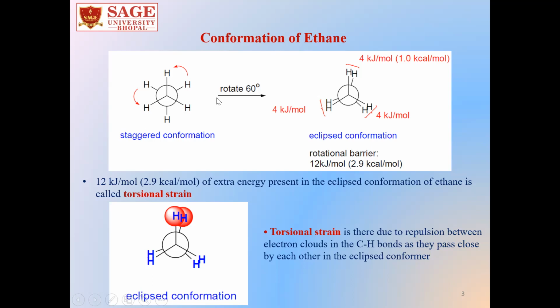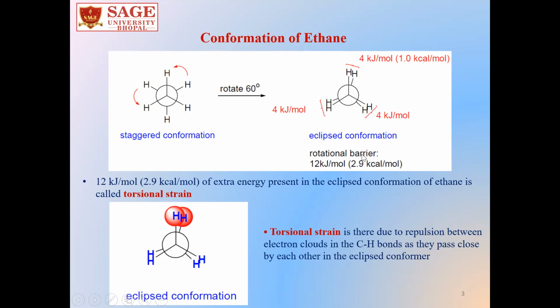this will be known as the staggered conformation. If we rotate this by 60 degrees, this hydrogen will come here and the other will come here and this will come here. At that time they will be parallel to each other, that is, the angle between these two hydrogen atoms is 0. So in this case there will be a rotational barrier, because of this eclipsed conformation there will be an energy barrier, that is 4 kilojoule per mole for each hydrogen eclipsed situation. So in this case we can see there are 3 hydrogens eclipsed.